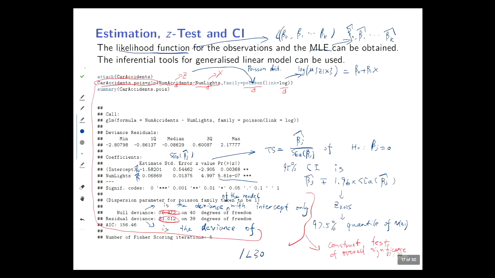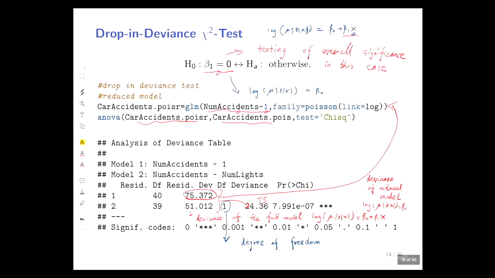So in this case, if we want to test beta 1 equal to 0, that is only one coefficient, right? If we want to test only one coefficient, we can look at the z-test. For the z-test, the result is in the summary output, and we can see the p-value is smaller than 0.05, and in that case, we can reject the null hypothesis.